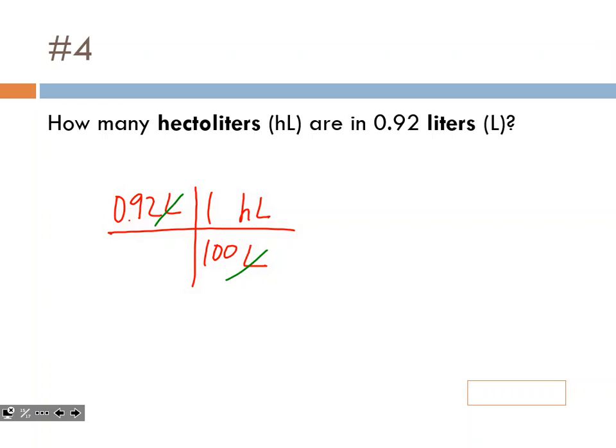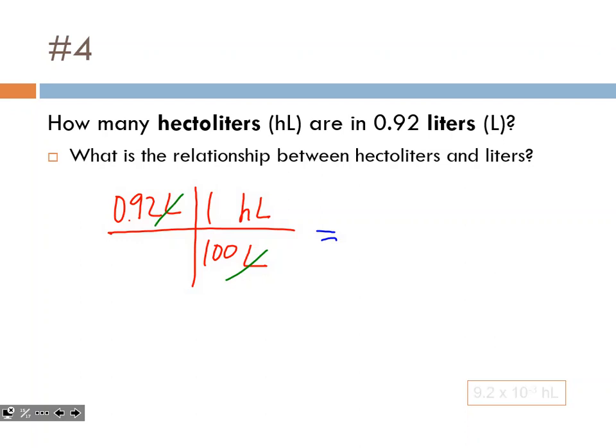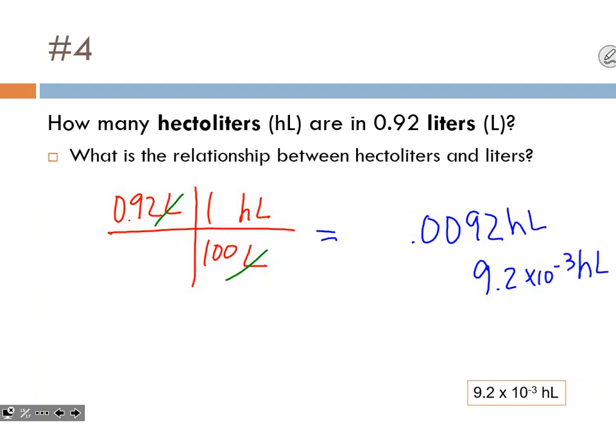Liters cancel. And we divide by 100 basically. So we get 9.2 times 10 to the minus 3 hectoliters. Or you can write it as this. That also is correct, but it's in scientific notation here. Okay? So either one is okay.